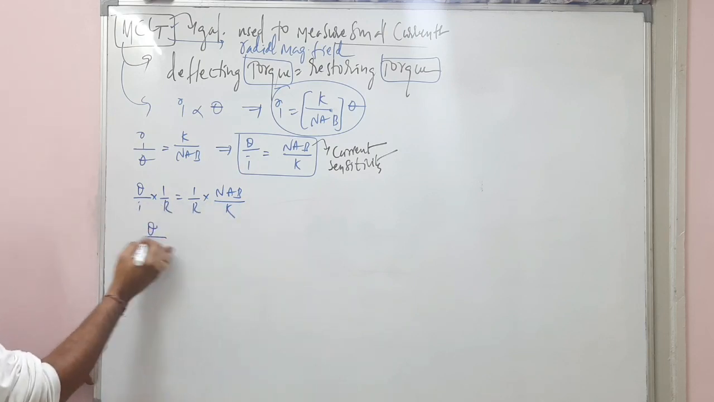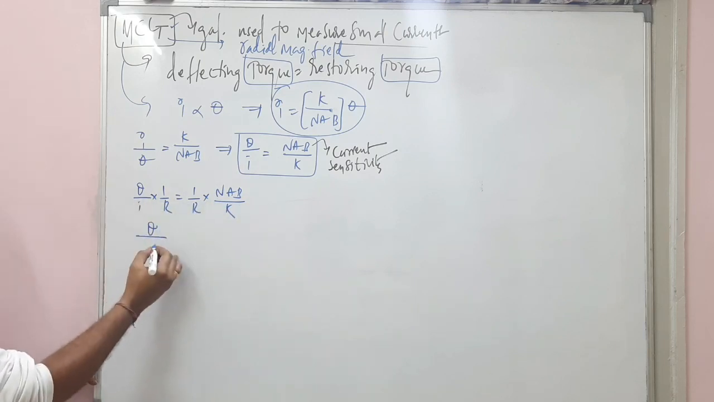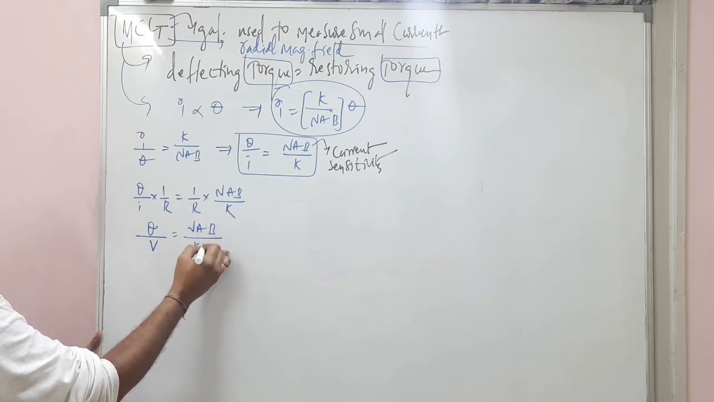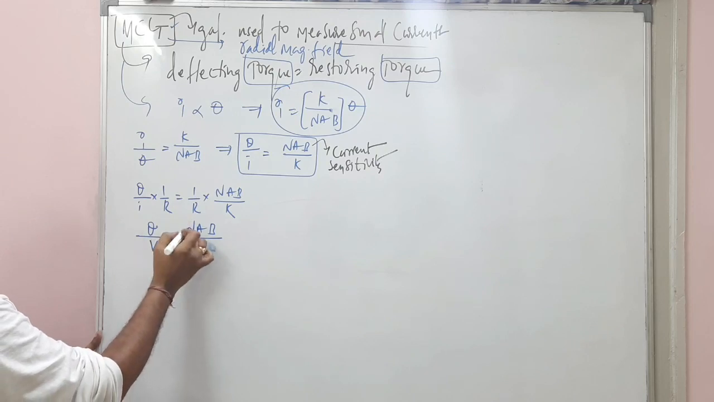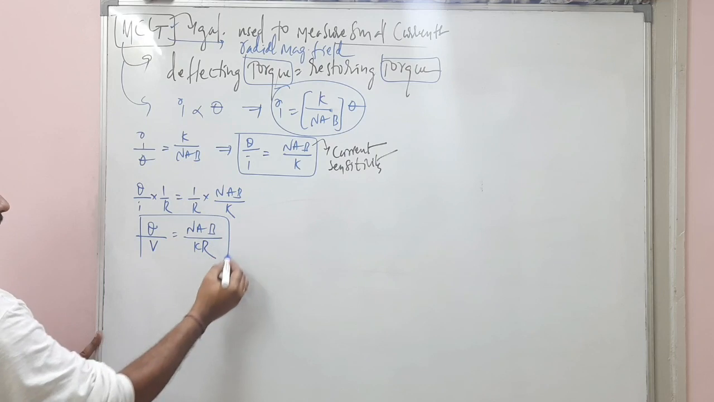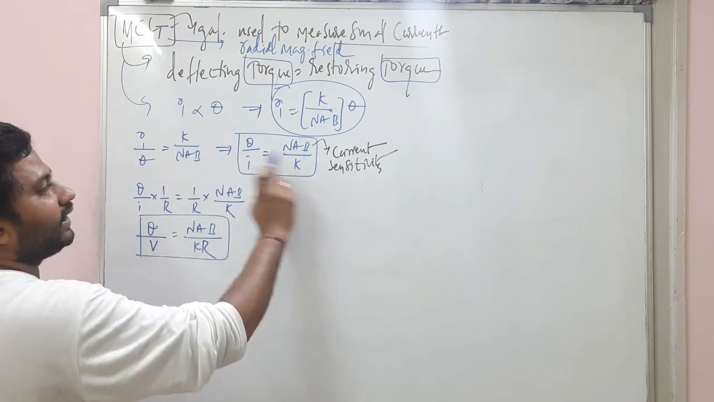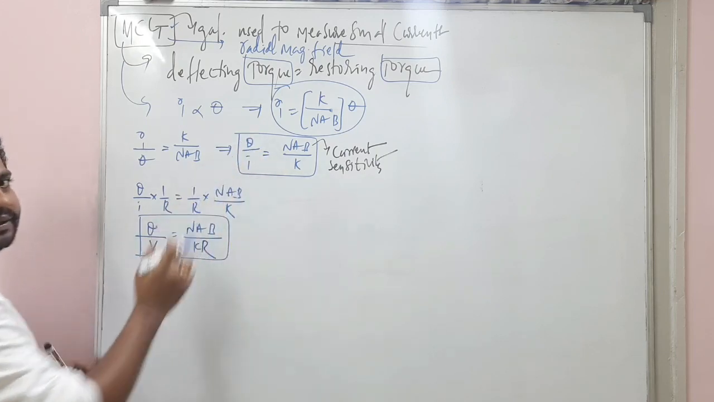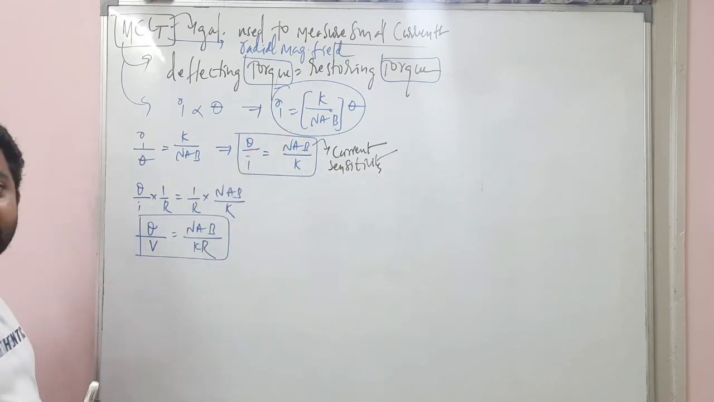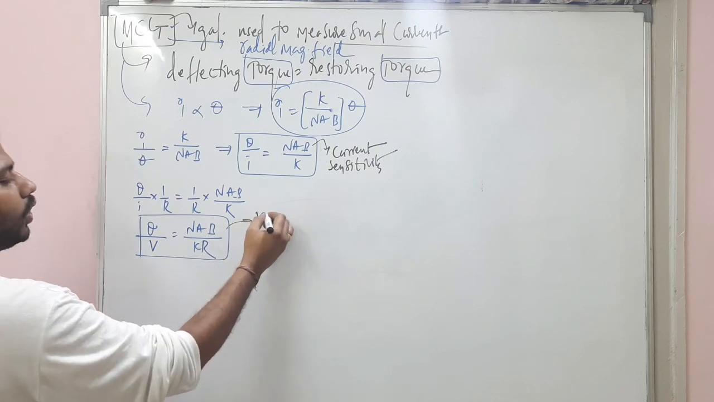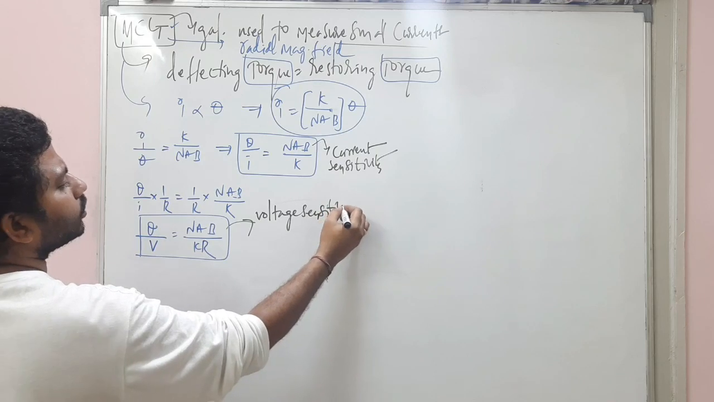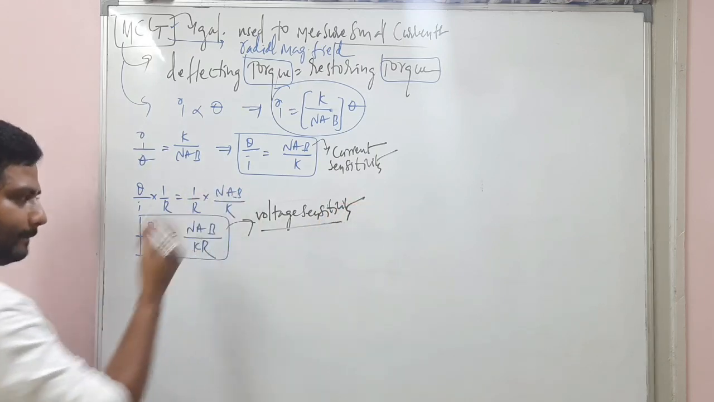This I can write as theta by V, since V is equal to IR, which is equal to NAB by KR. NAB by KR, you know what this is called? When it is current sensitivity, it is deflection per unit current. So this is called voltage sensitivity. Based on this also questions can come.